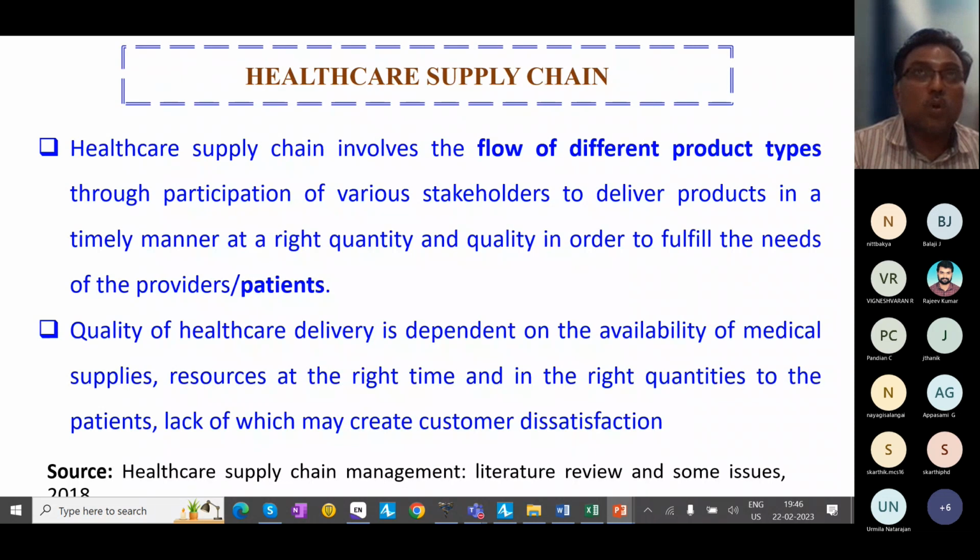Now, what is healthcare supply chain all about? If you see the traditional manufacturing supply chain, it is mainly about the flow of materials, products and information. So what is the difference between a manufacturing supply chain and a healthcare supply chain? In healthcare supply chain, not only the flow of products and materials, but you have flow of patients also. But this flow of patients is sometimes limited only to the hospitals. And healthcare supply chain involves the flow of different types of items we have discussed, medical equipment, drugs, everything. And I have listed the various stakeholders.